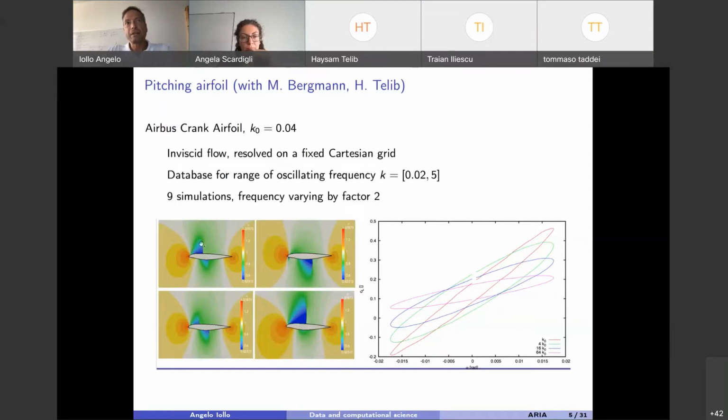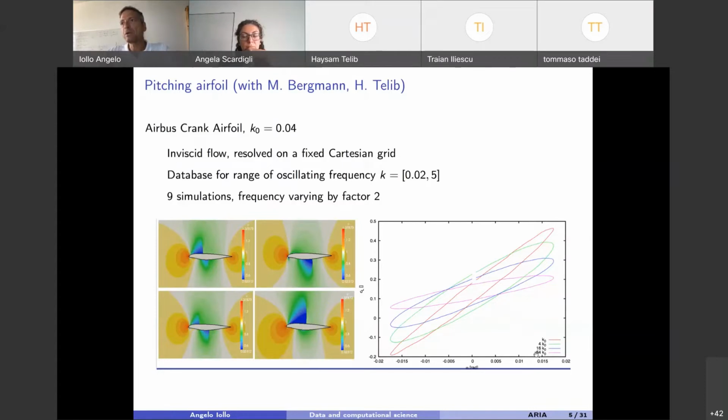So this pitching airfoil underwent the well-known hysteresis phenomenon, which means that in terms of the lift coefficient, as a function of the angle of pitching, you have an orbit which does not come over itself. As I said, it's an orbit, okay? And this orbit is parameterized by the frequency of oscillation.